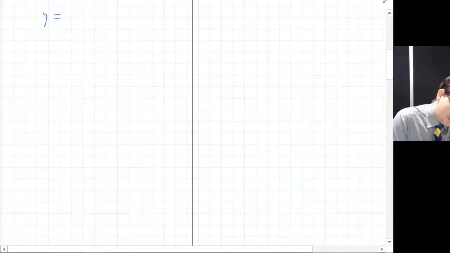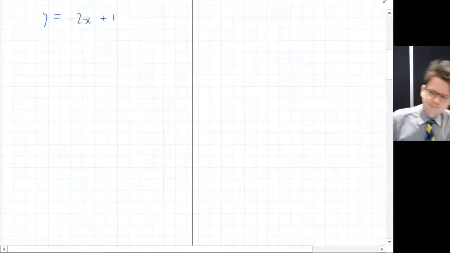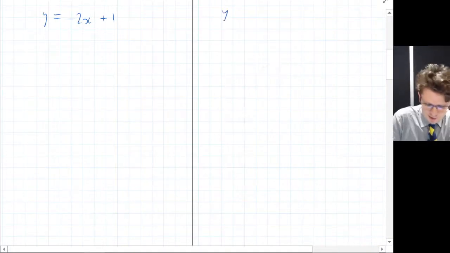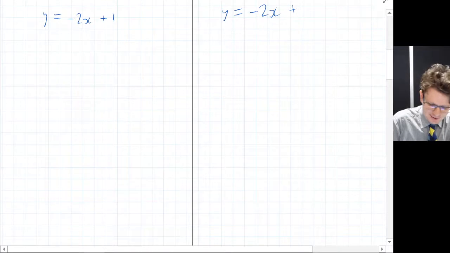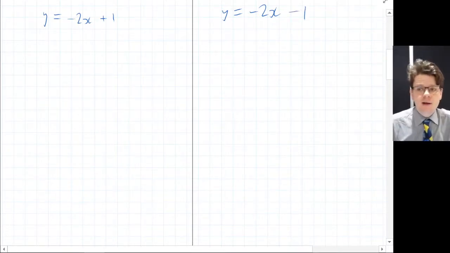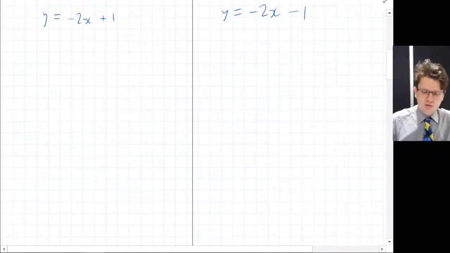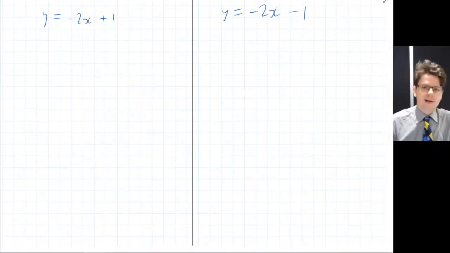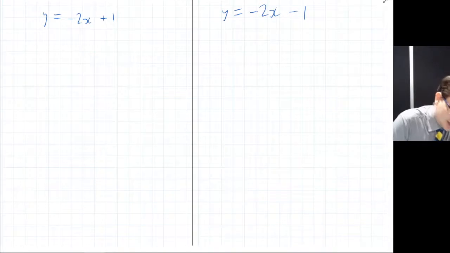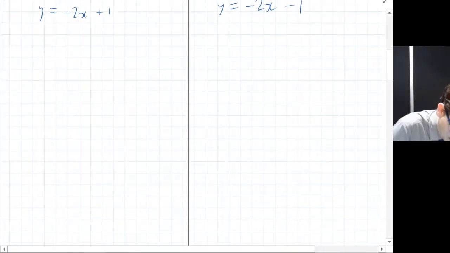So I'm going to give myself a different equation. This time I'm going to give myself negative 2x plus 1. Okay? And your equation is going to be y is equal to minus 2x plus, we'll take 1 instead. If you're feeling really confident, you can pause the video now and try to create a table of values and a graph. I will just tell you that the points that we're going to be doing are going to be these ones.